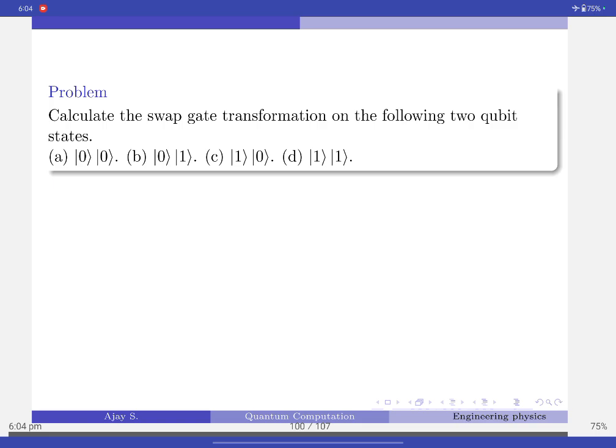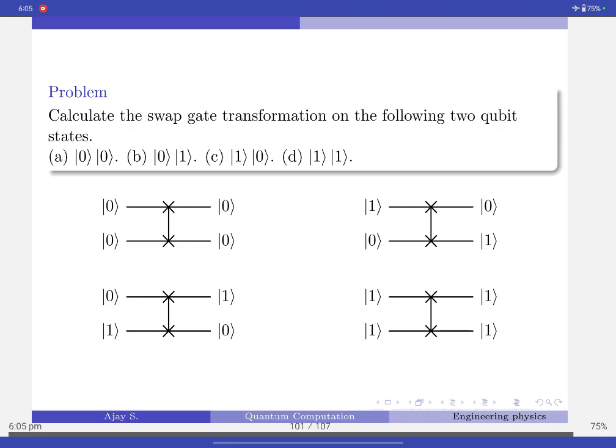Now the problem is to calculate the swap gate transformation on the following 2-qubit states: 0 0, 0 1, 1 0 and 1 1. So when you have 0 0, interchanging them is just 0 0, and if you have 0 1, interchange them, it becomes 1 0 under swap gate transformation. Just interchange the first and the second qubit. 1 0 becomes 0 1, 1 1 is 1 1.